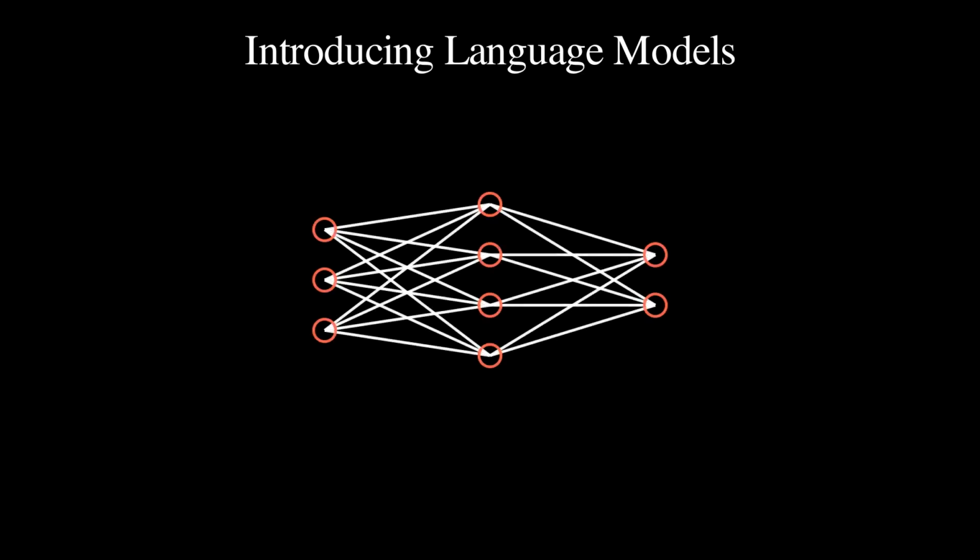Welcome to our journey into understanding tokenization in large language models. These models are sophisticated computer programs designed to understand and generate human-like text. They learn from vast amounts of data, recognizing patterns, grammar, and context.